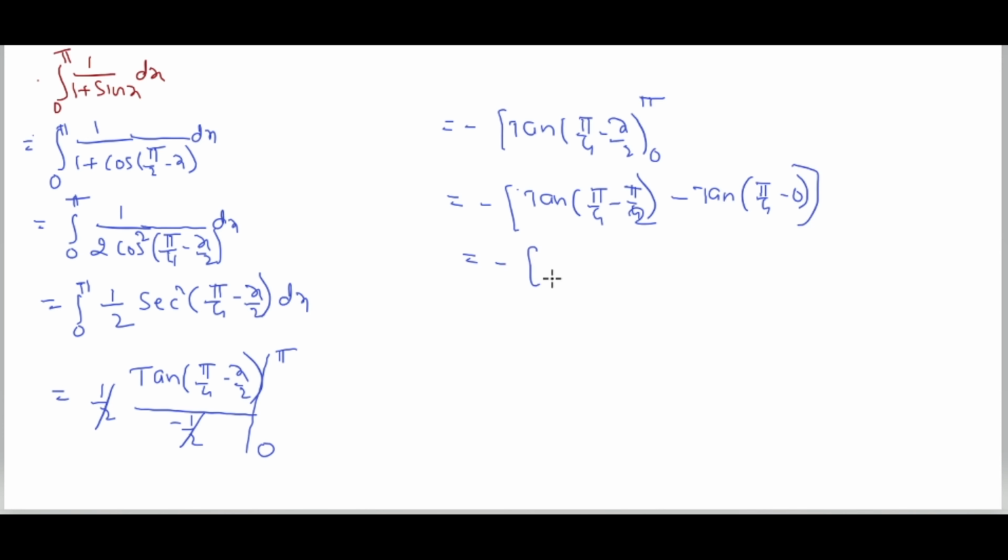That is equal to minus half [tan of (45 minus 90) minus tan 45], that is minus tan 45 minus tan 45. So 45 is pi by 4, tan 45 is 1, that is minus 1 minus 1, that is equal to minus half into minus 2, that is equal to 1. This is the answer.